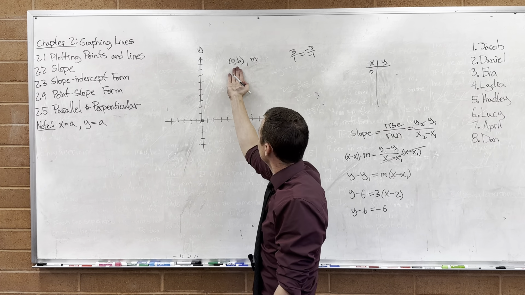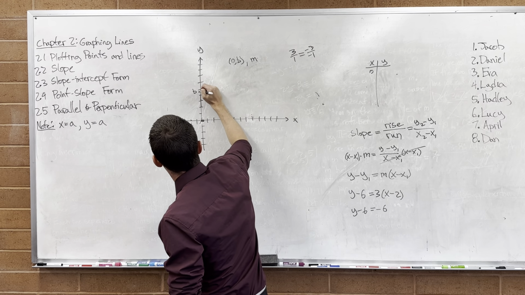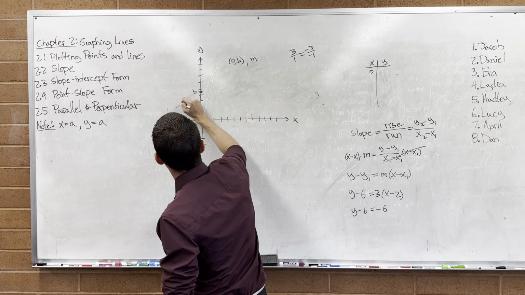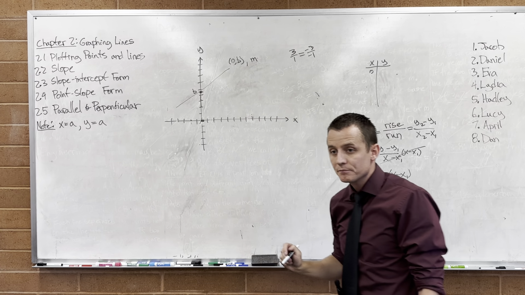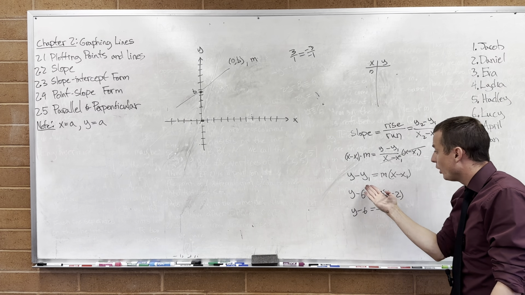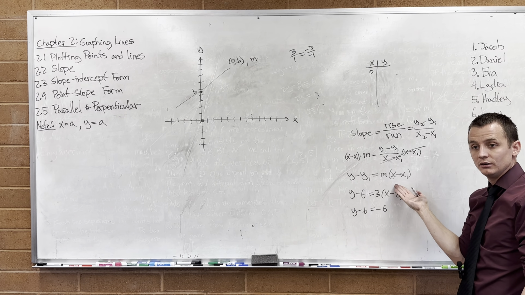So it's up here at b, whatever b is. It goes through this point, and then it has a slope of m, whatever m is. Something like that. Let's plug that point in to this equation.